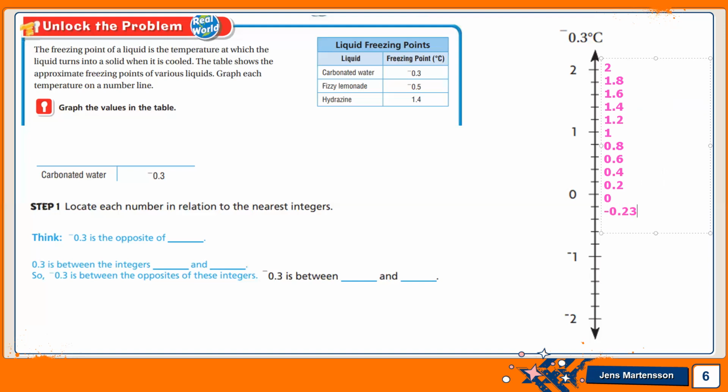Now, negative 0.2. You will write the numbers, but with the negative sign now. Negative 0.4. Negative 0.6. Negative 0.8. Negative 1. Negative 1.2. Negative 1.4. Negative 1.6. Negative 1.8.